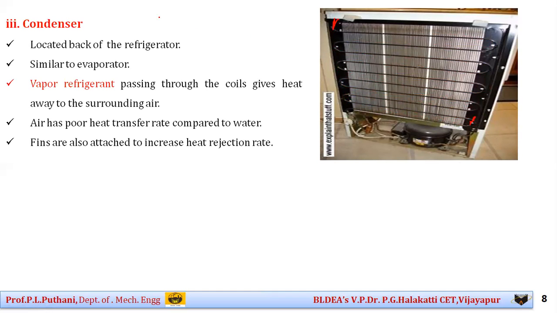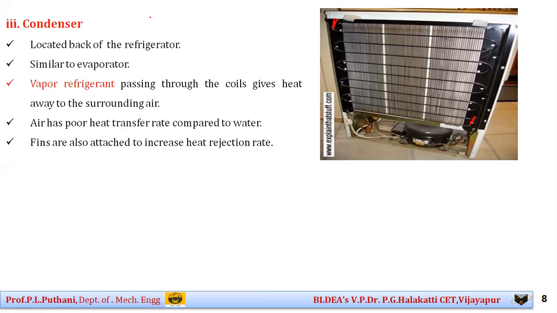As I said, the condenser is a part which is located at the back of the refrigerator. It is similar to an evaporator. When the vapor refrigerant is passing through these coils, the surrounding air present around these coils absorbs the heat from this vapor. Why does it absorb? Because we know that heat always flows from a higher temperature zone to a lower temperature zone. So the heat of the refrigerant vapor passes towards the surrounding air, which is cold in nature, and there is a drop in the temperature of the refrigerant. Once the temperature is dropped, it comes back to the liquid phase with low temperature, but the condition, students, is that the pressure has not decreased. It is still at high pressure.